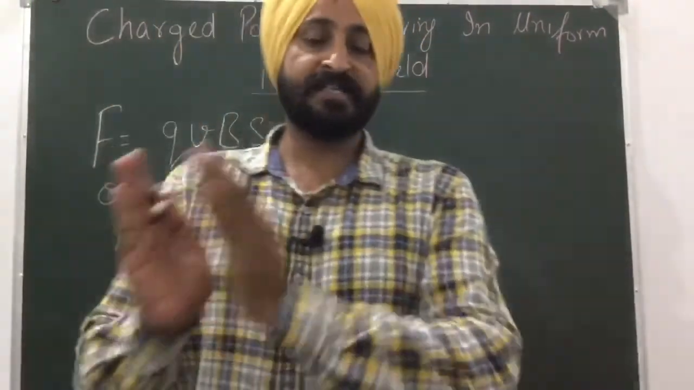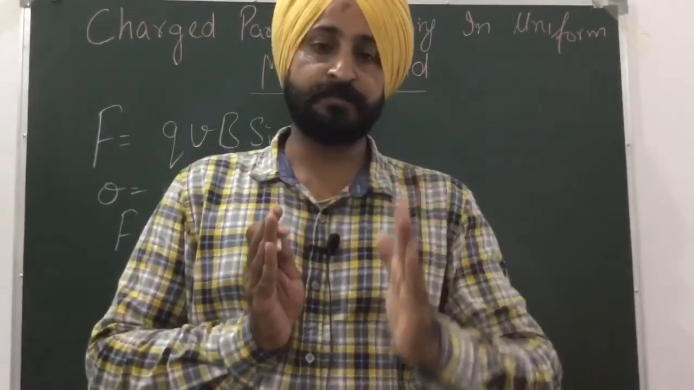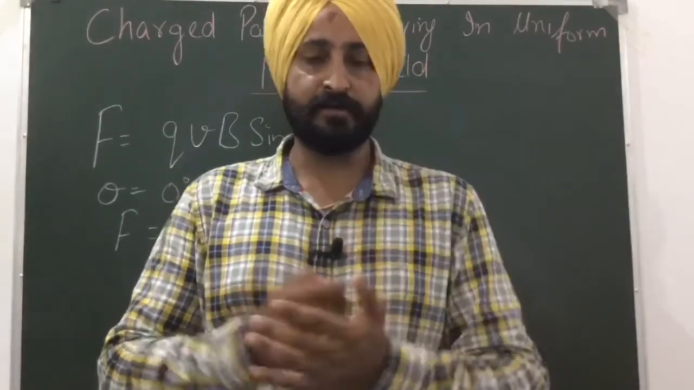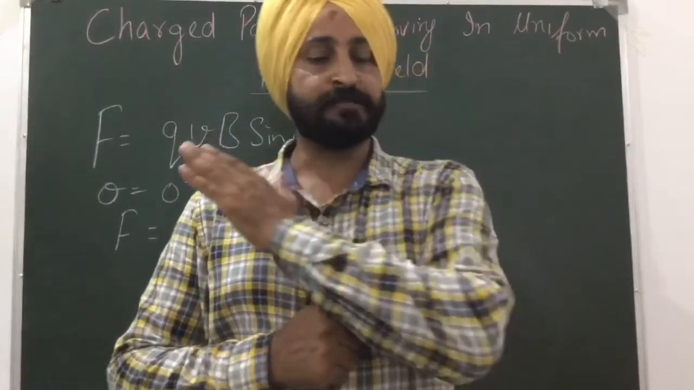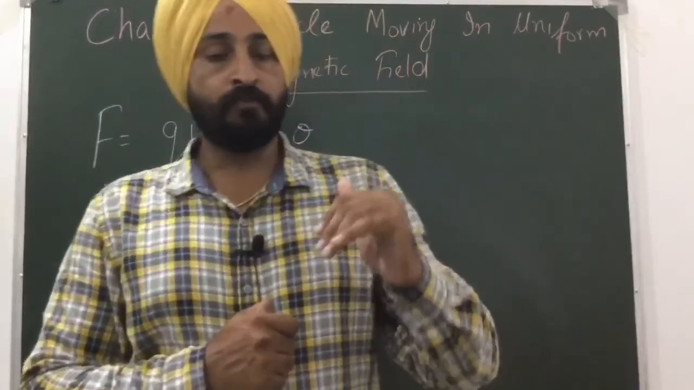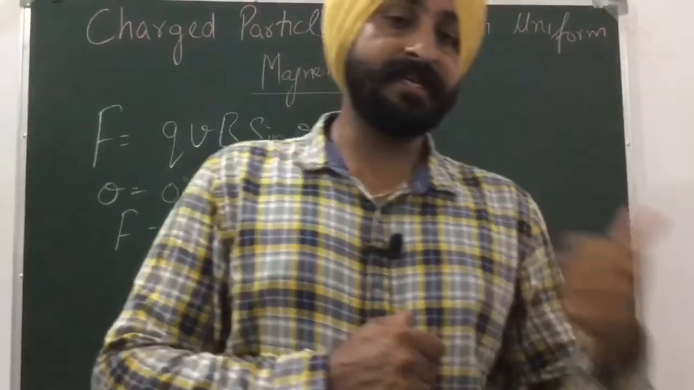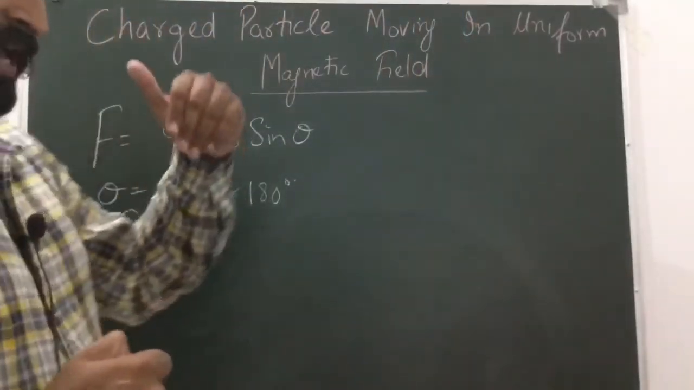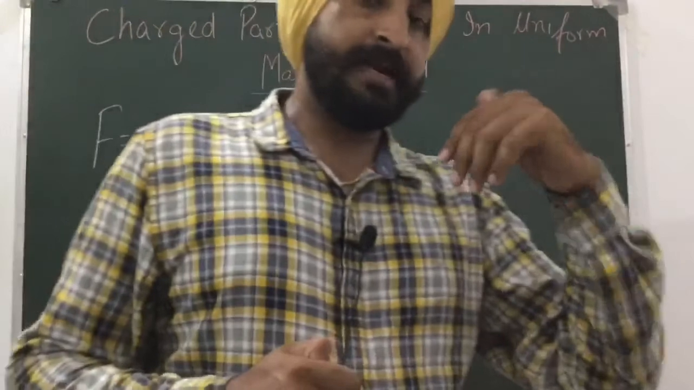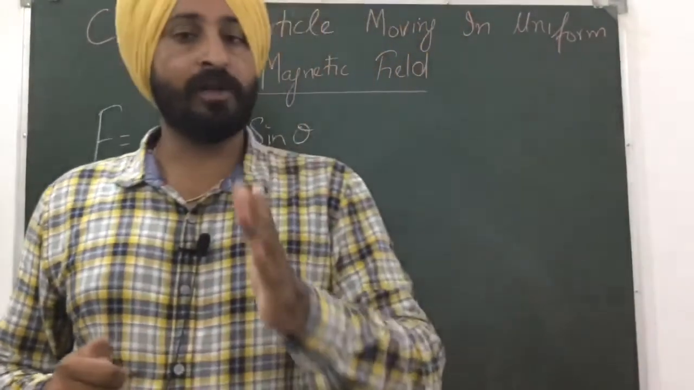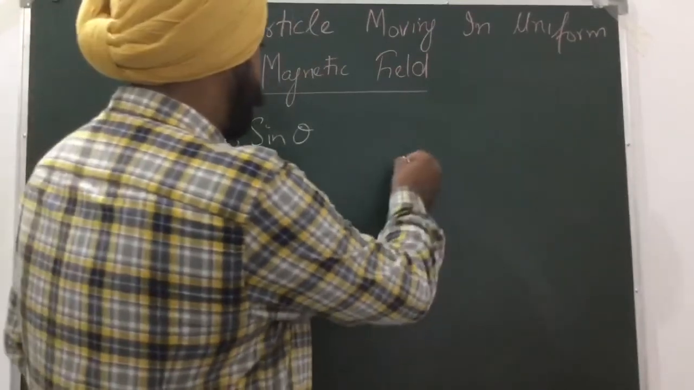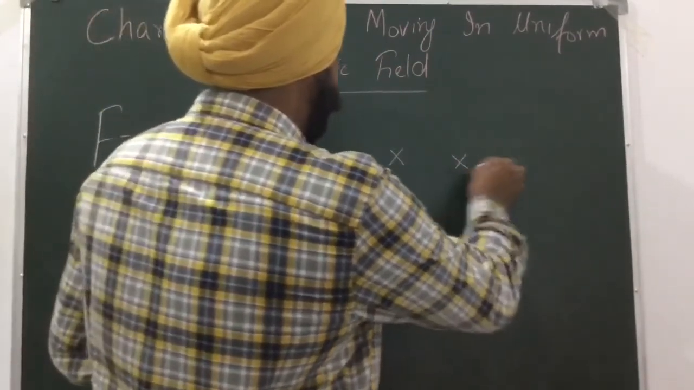So the first part is very clear: if a charged particle enters a magnetic field parallel or anti-parallel to that magnetic field, it will experience no force. Now moving on to the second part. In the second part, you have a charged particle entering a magnetic field at an angle of 90 degrees. Now to explain this, I will draw a magnetic field.